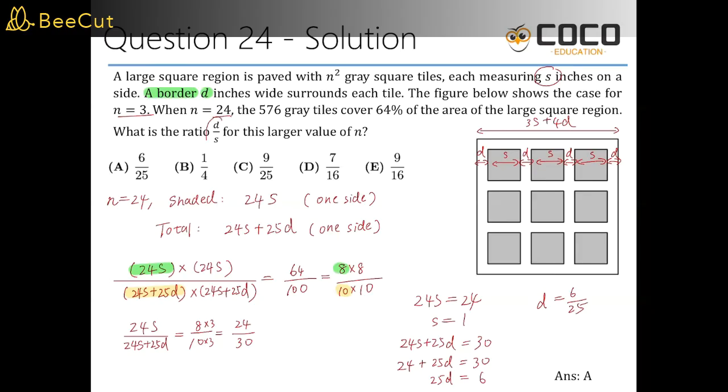They are looking for the ratio d over s. We let s equal 1, so this is just 6 over 25. So A is correct.